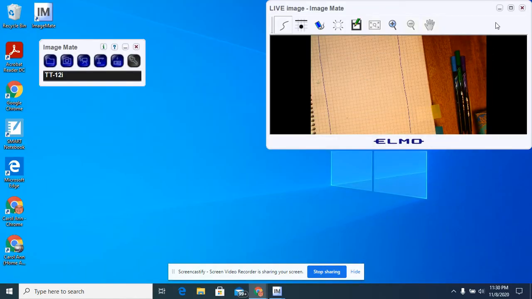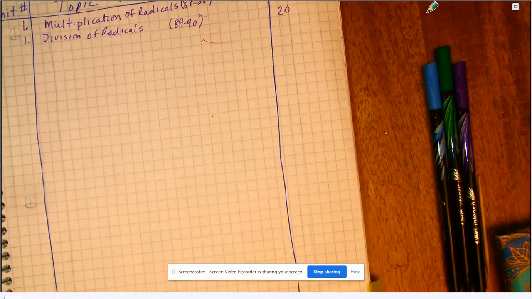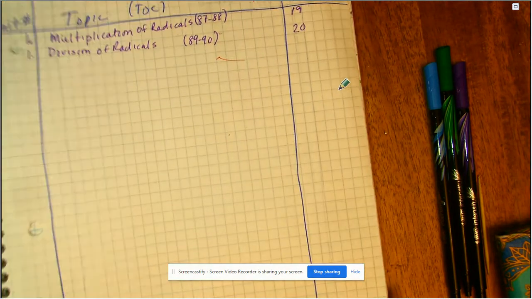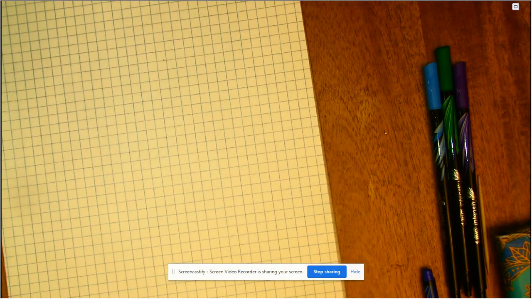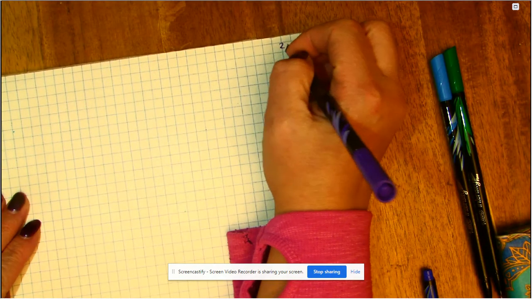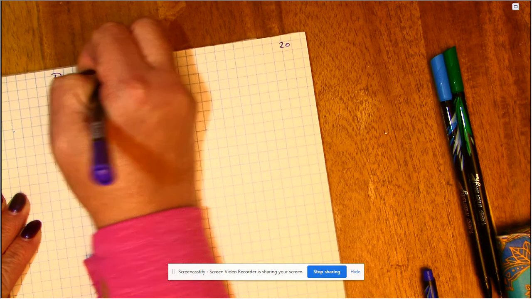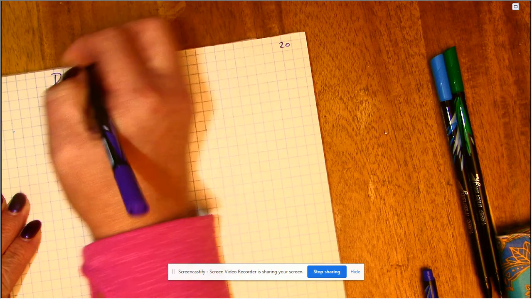Okay, so we're moving on to the second part of today's notes, which is, of course, division of radicals, and I'm on page 20 in the notes. You should have already written that down in your TOC, so I'm going to go straight to the paper here. So again, I'm on page 20. This is division of radicals.